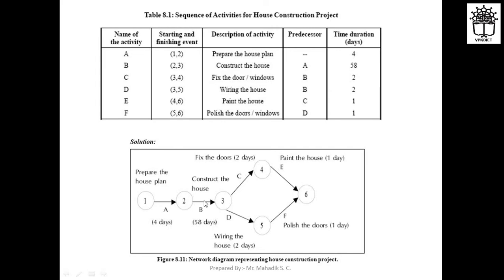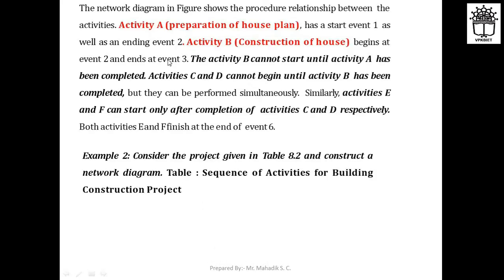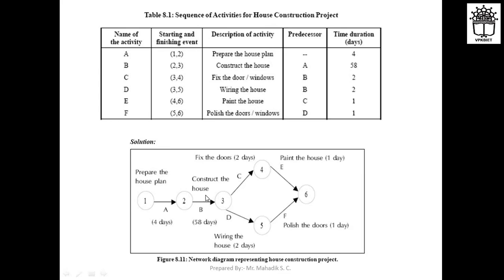Then next is to construct the house, that is the second activity. Activity B, that is construction of house, begins at event 2 and ends at event 3. So activity B cannot start until activity A is completed. That means before preparation of the house plan, we cannot start with the construction of the house. If you want to do the construction of the house, you should be ready with your house plan. Then and only then can you start constructing the house.